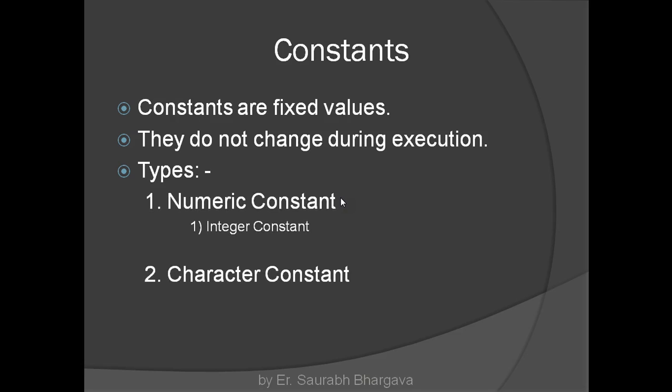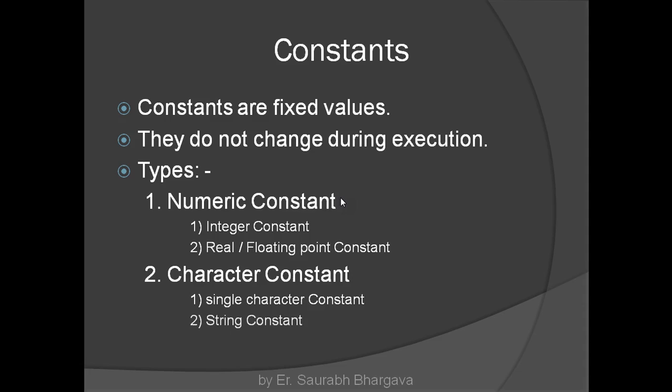Numeric constant is also divided into two parts: integer constant and real constant. Real constant is also known as floating point constant. Character constant is divided into two parts: single character constant and string constant.